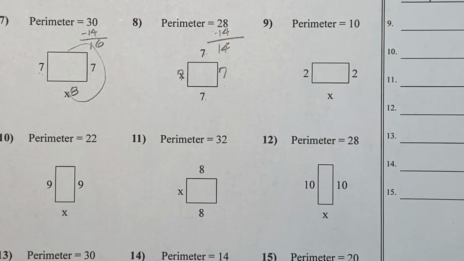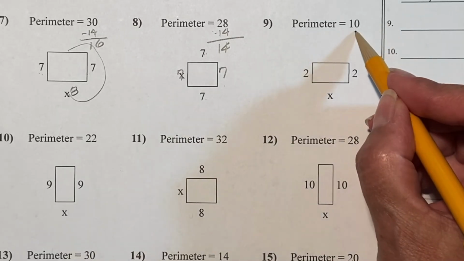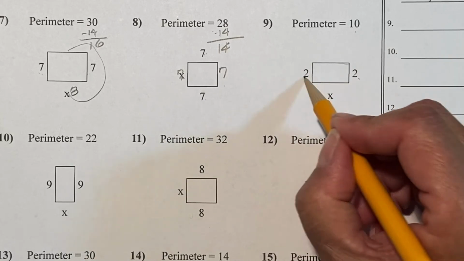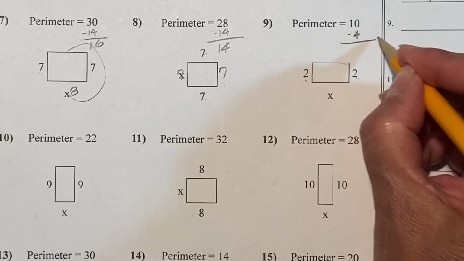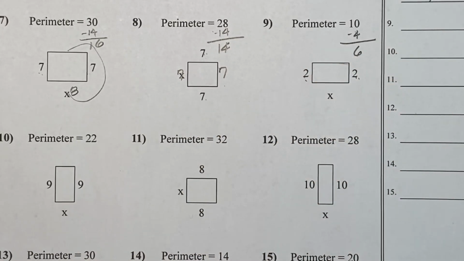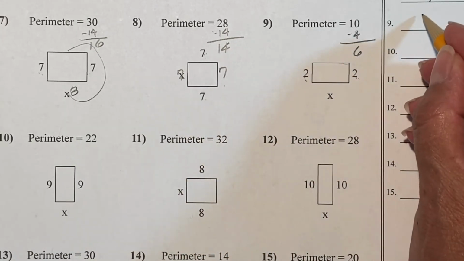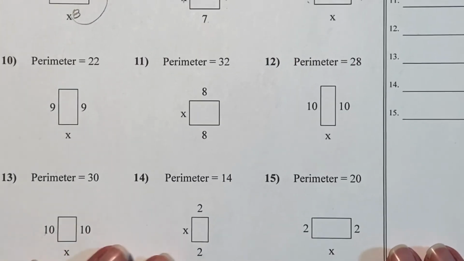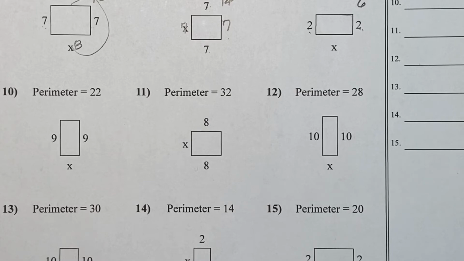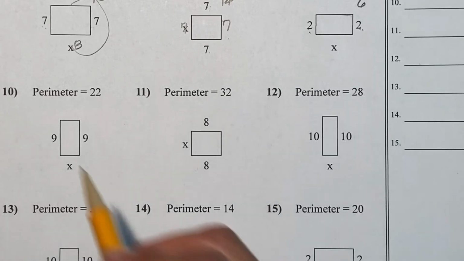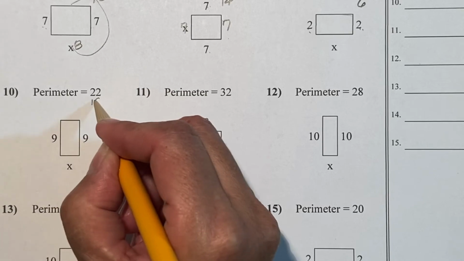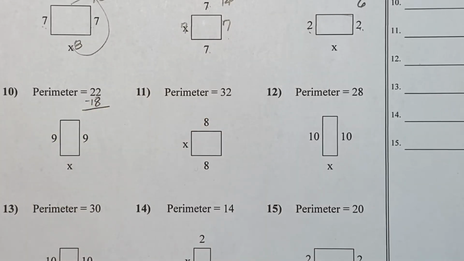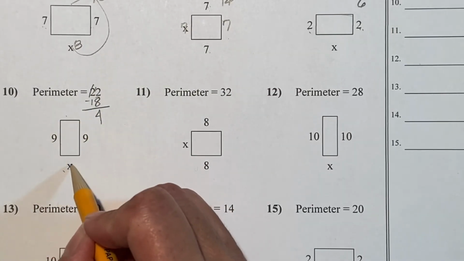Let's take a look at question number 9. My perimeter is 10. The whole thing is 10. I can see 4 right here. 10 take away 4 is 6. Half to the top, half to the bottom. X equals 3. Let's take a look at number 10. The perimeter is 22. And these two sides equal 18. So I'm going to subtract what I know. My answer is 4. Half and half, x equals 2.